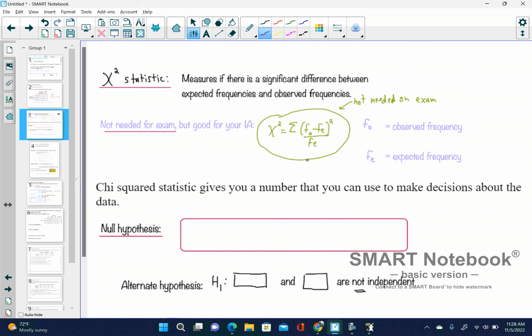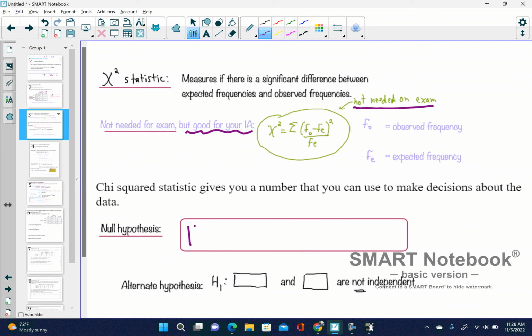So this here is the formula. You do not need to know it or memorize it for your exam. It is not needed. However, if you are doing this for your IA, it is good to do a quick video or look at the textbook about how to use it. What you're doing is using the chi-squared statistic, which is a number that you can use to make a decision about the data.